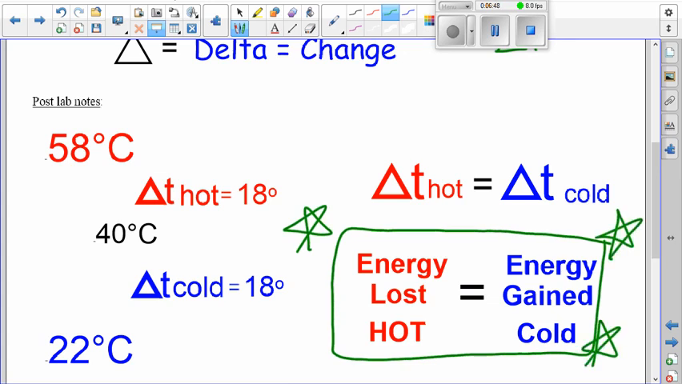That is the point of this lab. This is a key idea, maybe the biggest idea of all Unit 3. If anything ever loses energy, that energy doesn't disappear. That exact amount of energy is gained by something else, and vice versa. So the energy gained is equal to the energy lost.